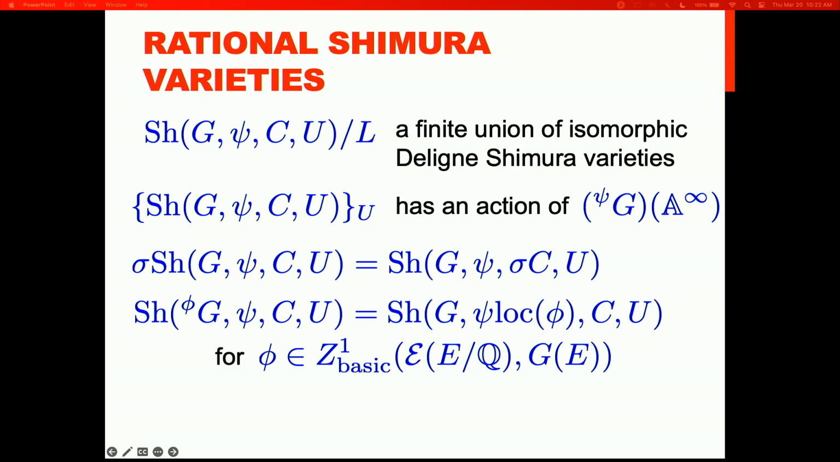I said that it doesn't really depend on G. It only depends on the inner form of G. So if I replace G by at least an extended pure inner form of G, any inner form if the center of G is connected, then I just get the same Shimura variety, but I translate psi by the localizations of the co-cycle that gives the inner form of G.